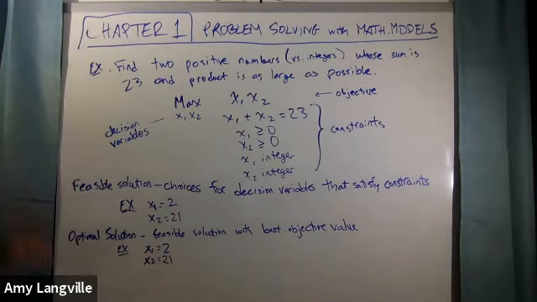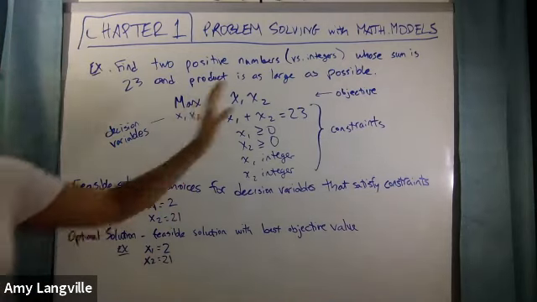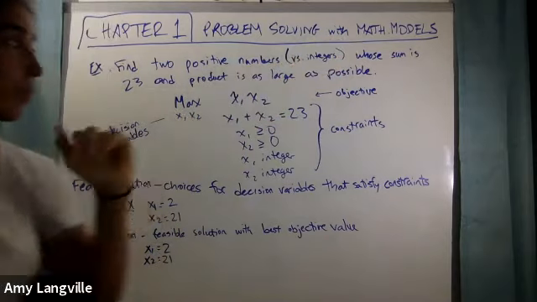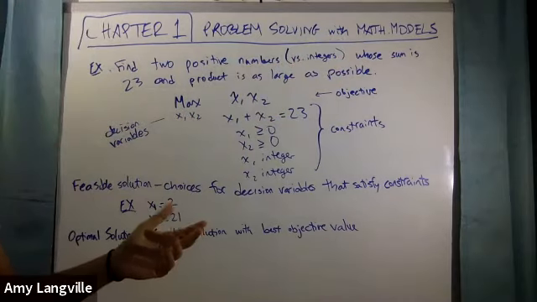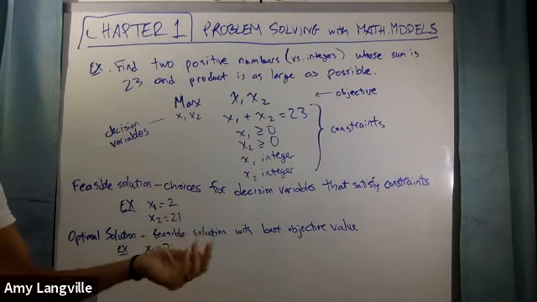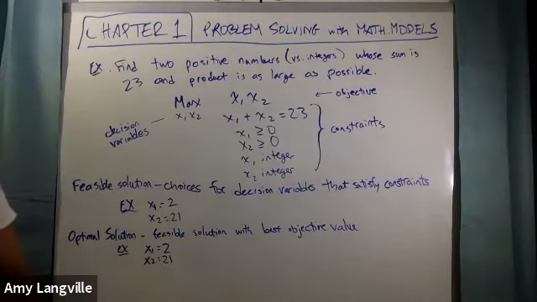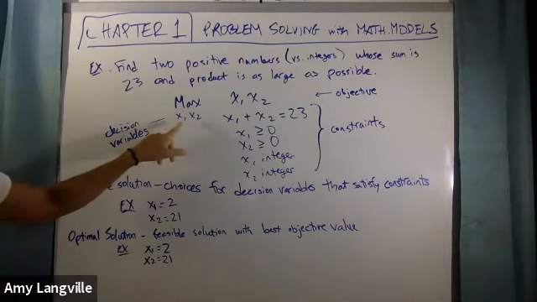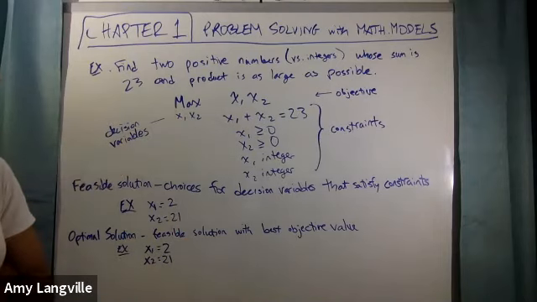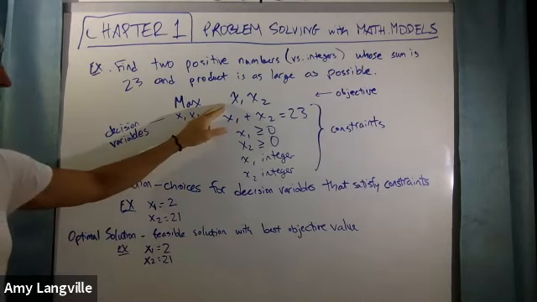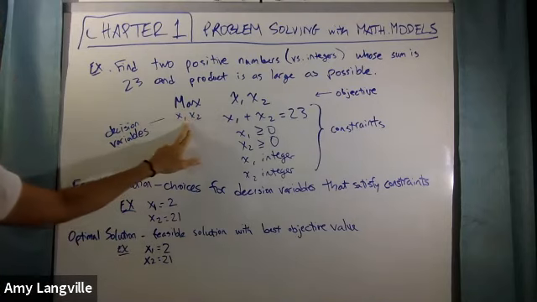calculus class. Find two positive numbers. We'll eventually consider if they're integers, but usually the problem in that class is presented: find two positive numbers whose sum is 23 and whose product is as large as possible. So what we're trying to do is maximize something, and this is a function of two variables, x1 and x2.